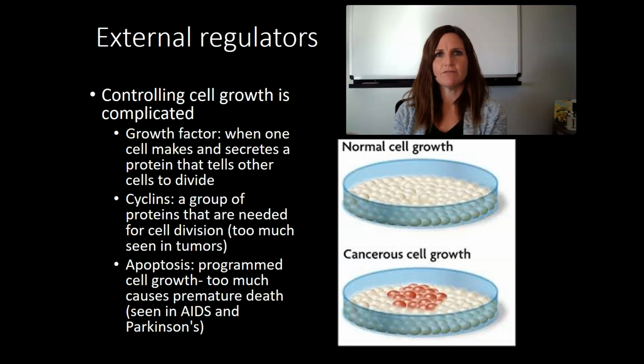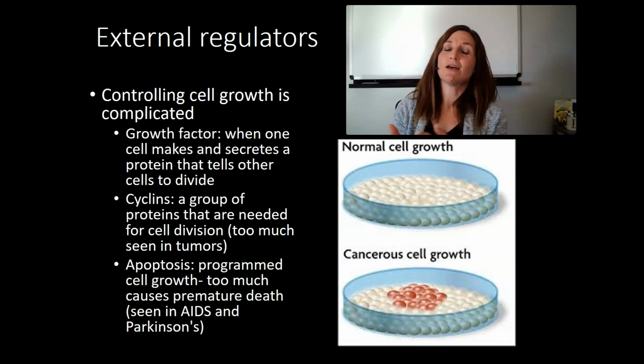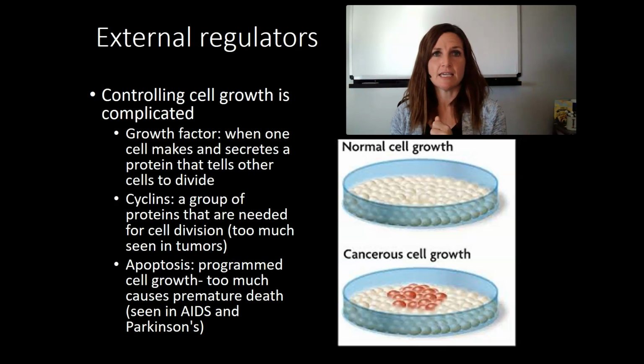So every time a cell divides, it gets some mutations. And after a certain number of divisions, that cell conceivably would be damaged. And so we don't want them to keep going. Too much, though, of this apoptosis, programmed cell death, is seen in AIDS, acquired immunodeficiency syndrome, and also in Parkinson's disease. So too much cell death is a problem. Too much cell division is a problem. We really need to maintain this homeostasis to keep the organism healthy.